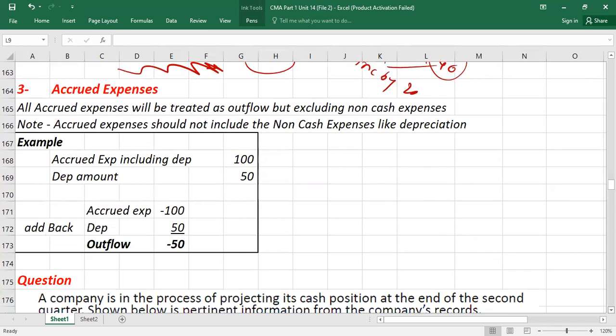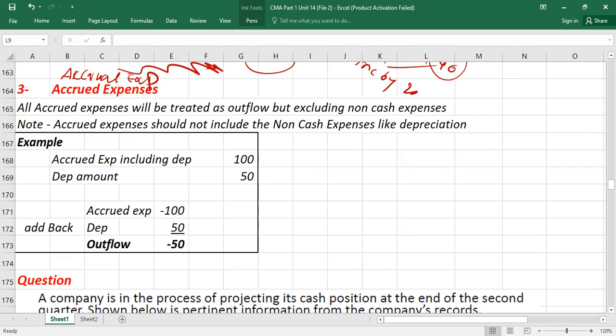Then we have a third adjustment. This is actually not accrued expenses; I would say it is accrual basis expenses. Accrual basis, guys, in your accounting, is one of the accounting conventions. The concept of accrual says that income and expenses should be recorded in the period they occurred or were earned, regardless of whether cash has been paid or received or not. So that is called accrual.